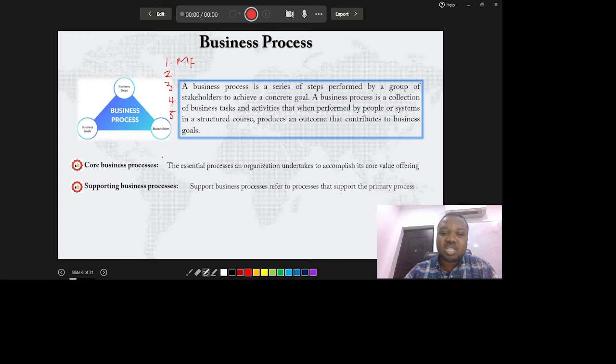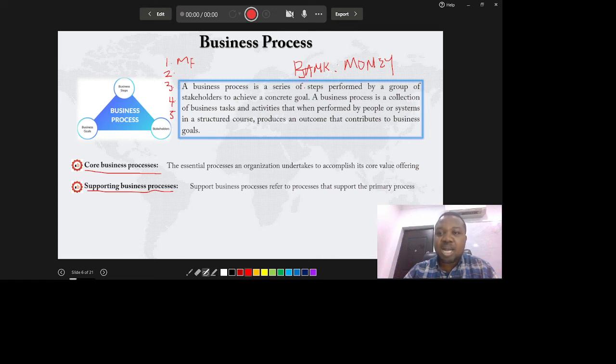So we have the core business processes and we have the supporting business processes. The core business processes are the actual value offering that an organization offers. Then the supporting business process is like the supplementary business process. So for example, banks are known that their core offering is probably financial, like keep my money safe. Do you understand? Help me manage my money and investments, extend loans to me. So that's like their core business processes.